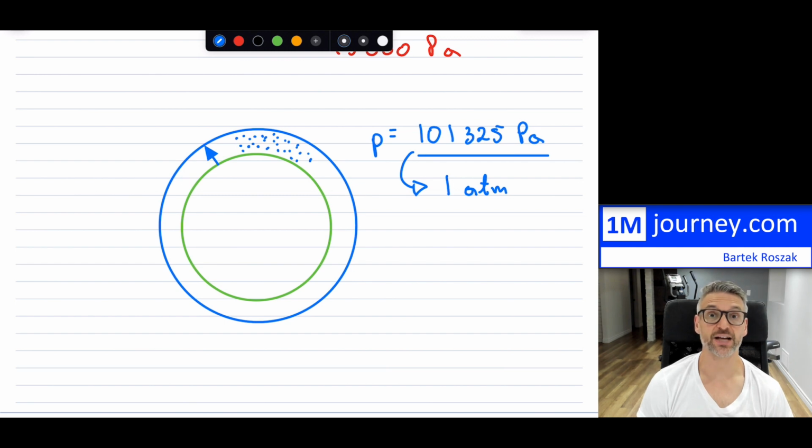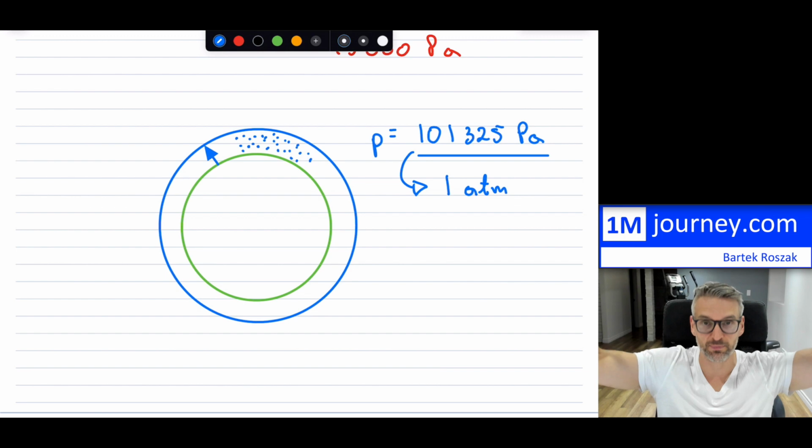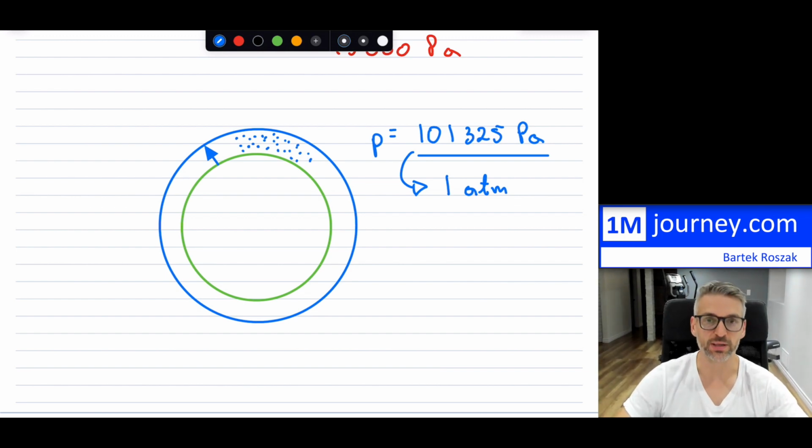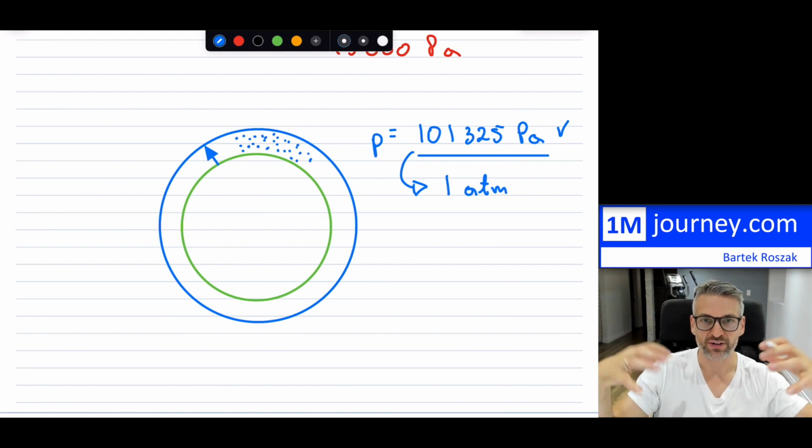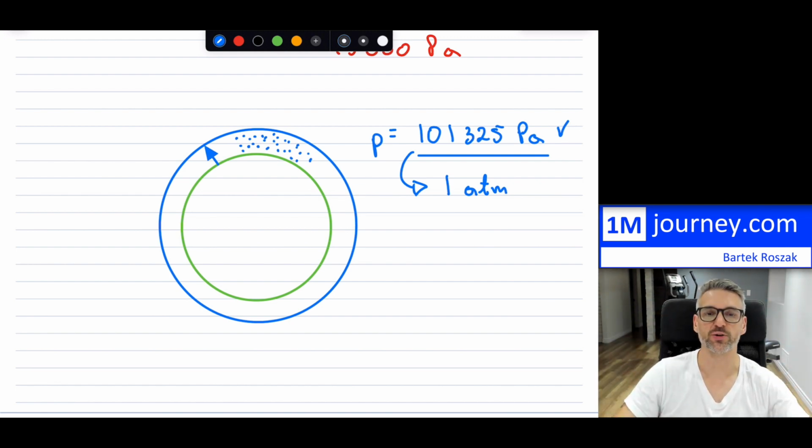But that is the actual pressure exerted by all of the particles up above us that we pretty much don't see. And that is 1 atmospheric pressure. So I'm going to keep it in pascals. So let's imagine that. Now, this is give or take, because gravity is trying to hold these particles in.